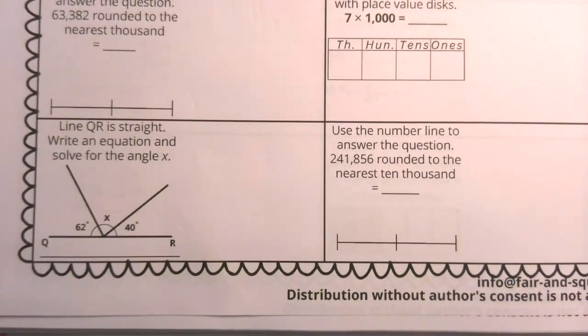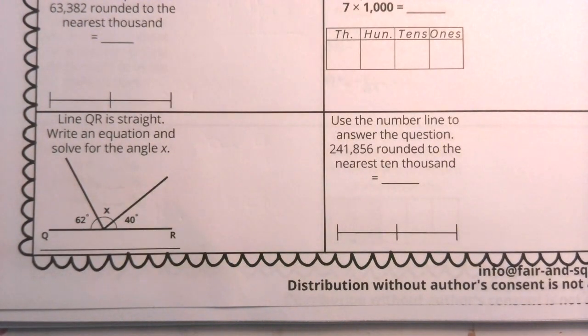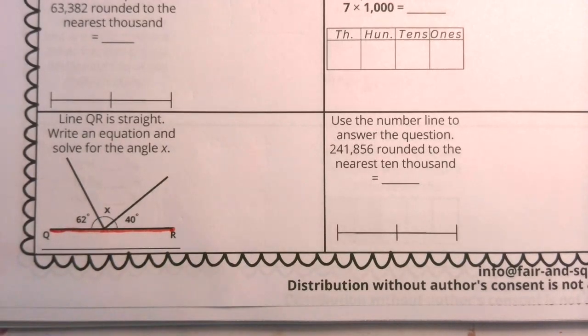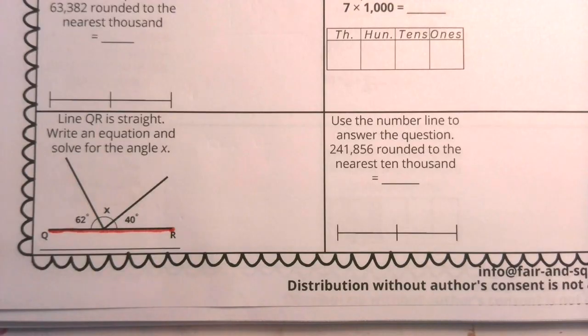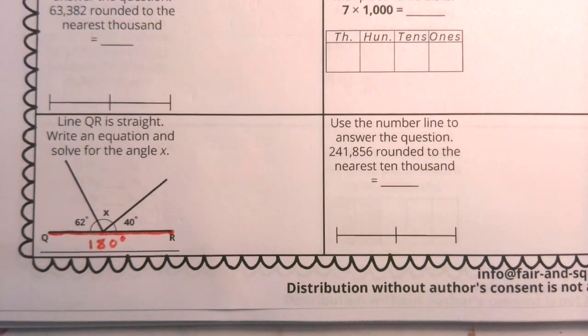Now, I'm going to go ahead and jump down to the very bottom one because I have another one that is using a similar standard of thinking about lines and angles. Now, this one says that line QR, which is right here, is straight. So, what I know about a straight angle is that it is 180 degrees. We learned that in previous grades.